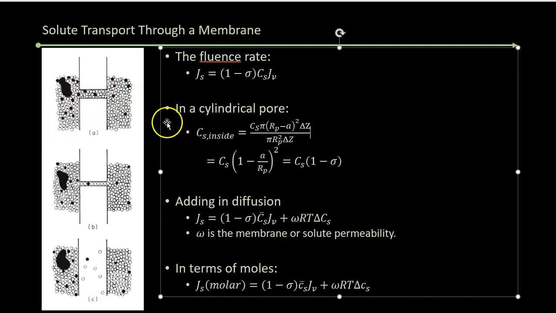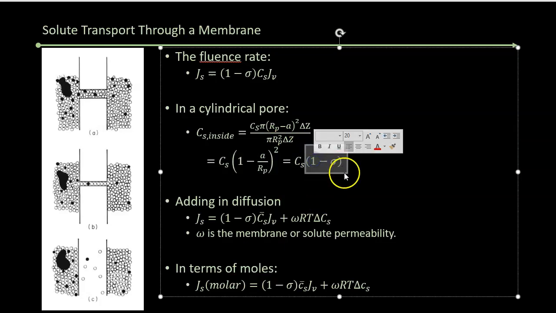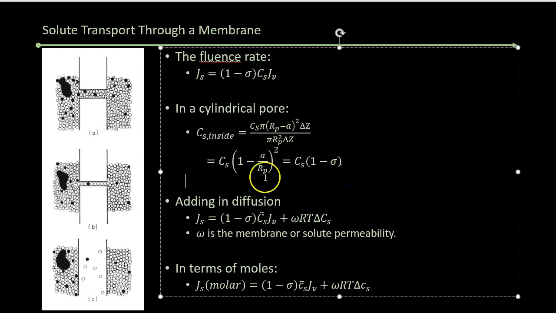And so you can work out what this is, and the delta z disappears, the pi disappears, and you get 1 minus a over rp squared. That looks like, and is, how you figure out your reflection coefficient. Reflection coefficient is in large part a function of the size of the pore.